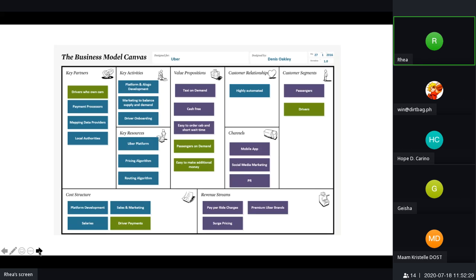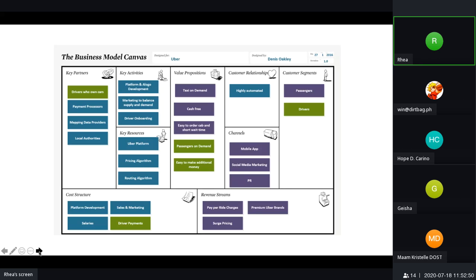Key resources in order to build the Uber platform: they have the platform, their pricing algorithm, and a routing algorithm that will help the drivers. Key activities they would need: platform development, marketing, and driver onboarding.